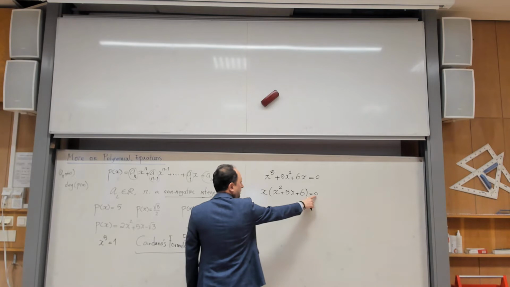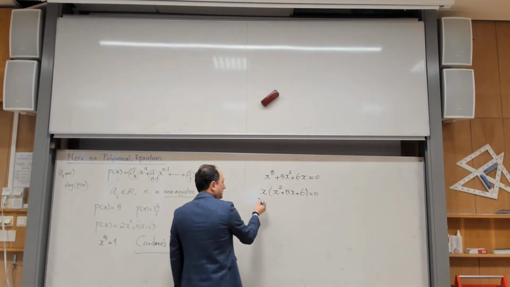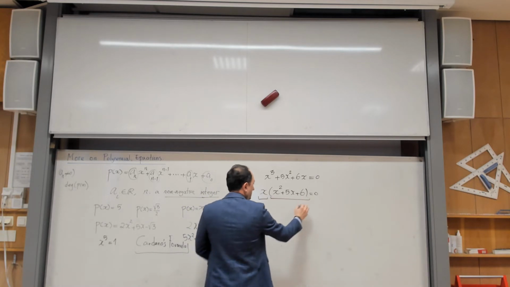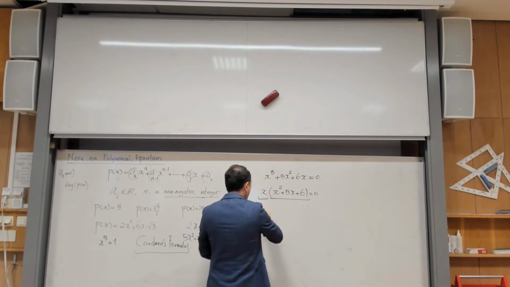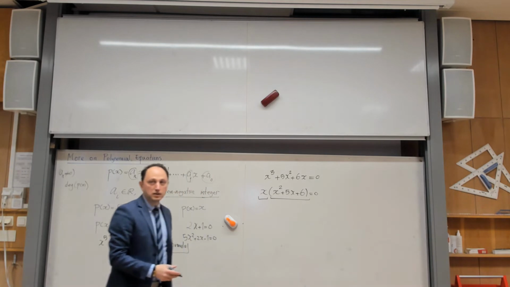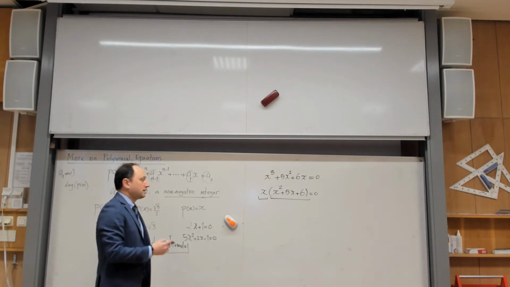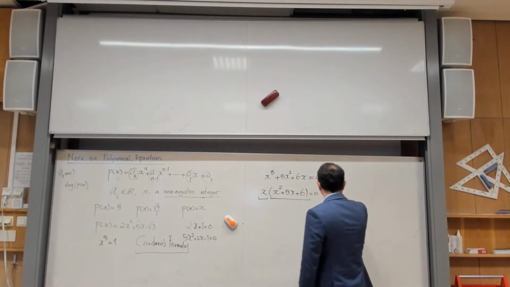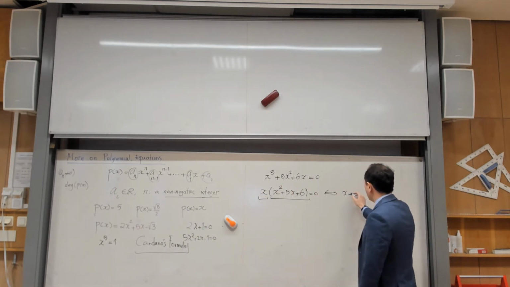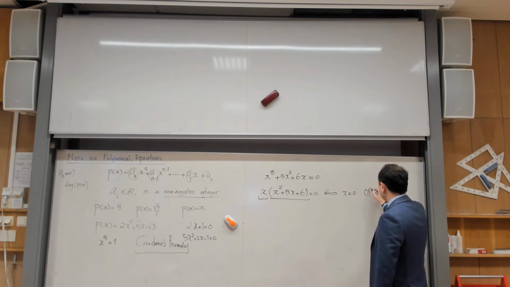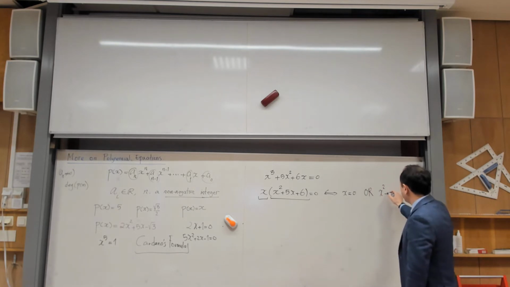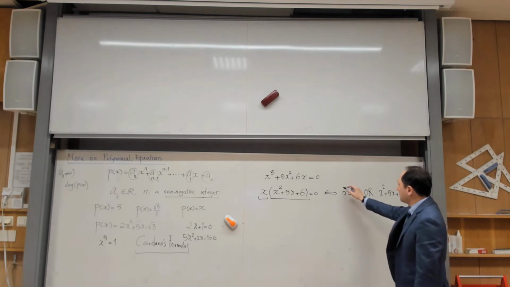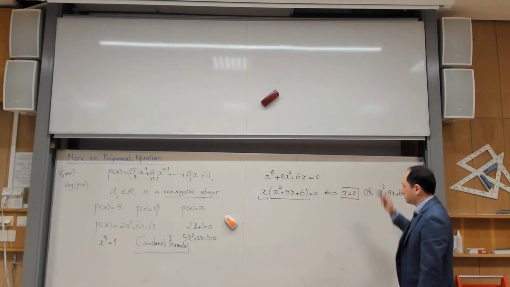This only works if on the right-hand side I have 0, because I want to use the zero product rule. This is a number, this is another number. They have been multiplied, and the answer is supposed to be 0. This cannot happen unless at least one of them is 0. So this is equivalent to saying that x is 0 or x squared plus 5x plus 6 is equal to 0. Okay, x equals 0 is already solved.